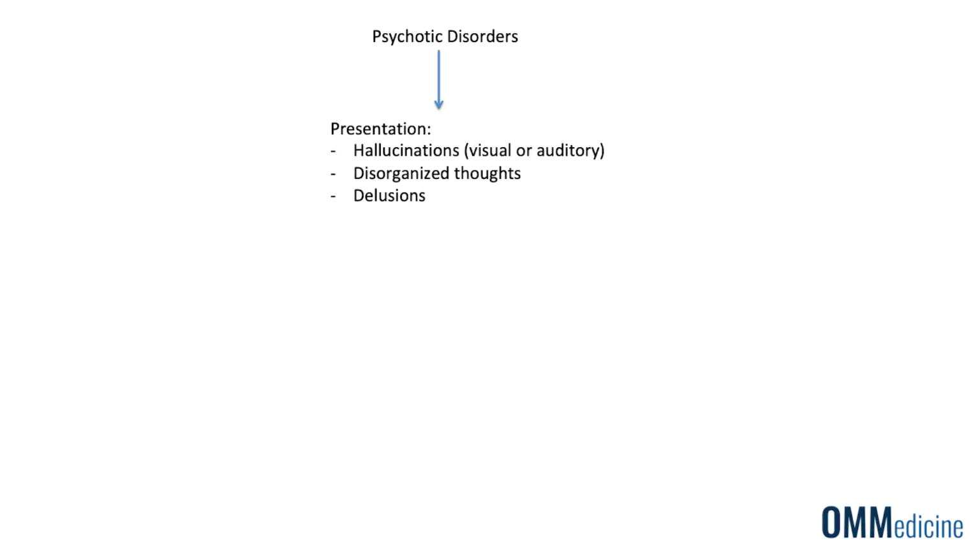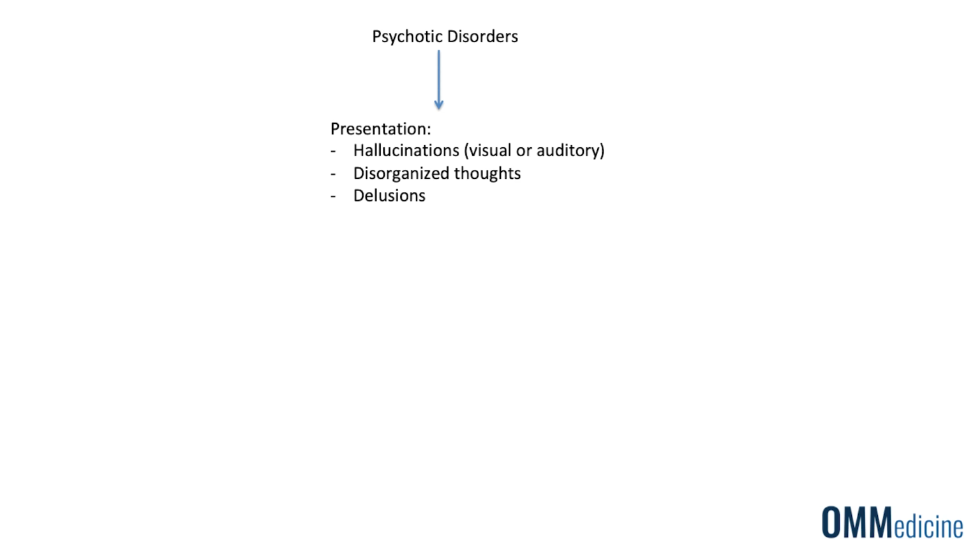And so for people who have any psychotic disorder, they're going to have some sort of combination of hallucinations, disorganized thoughts, and then delusions. So if you're posed with a question on a patient who has some or all of these symptoms, you know you're dealing with a psychotic disorder, and then you should go through the rest of the algorithm to figure out which one you're dealing with.